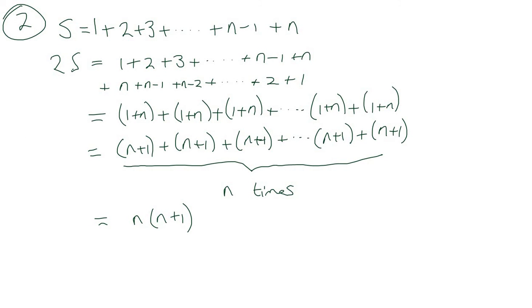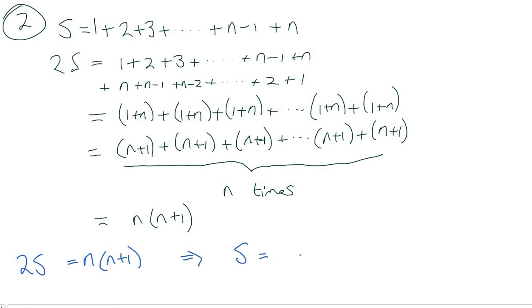Right, so we're nearly there now. All we have to do now is say, well, 2 lots of s equals n times n plus 1. And this implies if we divide by 2, s equals n times n plus 1 over 2. Okay, great. Now I'm going to draw a little picture and explain what this method actually does.